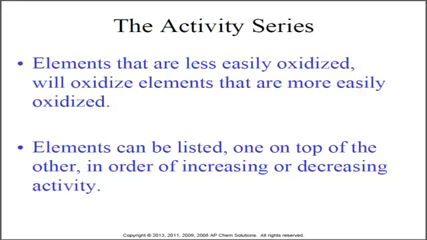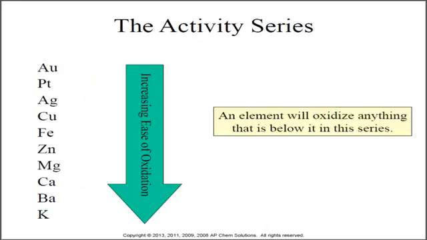Elements that are less easily oxidized will oxidize elements that are more easily oxidized. And this is going to go in conjunction with the electrochemical series as well. You can do this one of two ways. One way we're going to look at here in this video, you can list the elements one on top of each other in order of increasing or decreasing activity. Obviously this is not a complete list here, but as you're going down, you're increasing the ease of oxidation. So potassium will most easily oxidize.